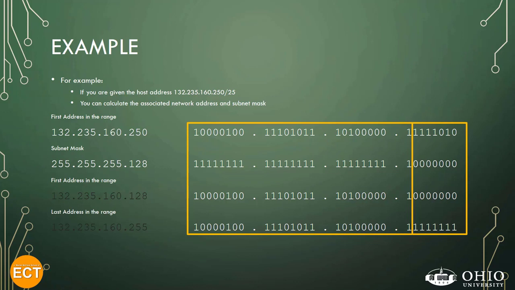Then we can copy the network portion from the IP address that we have. We'll copy that both into our value for our network address as well as the value for our broadcast address. Then we put in the known values for the host portion, all zeros for the network address and all ones in the binary for the broadcast address. We can then take those binary numbers and convert them back into their decimal form.